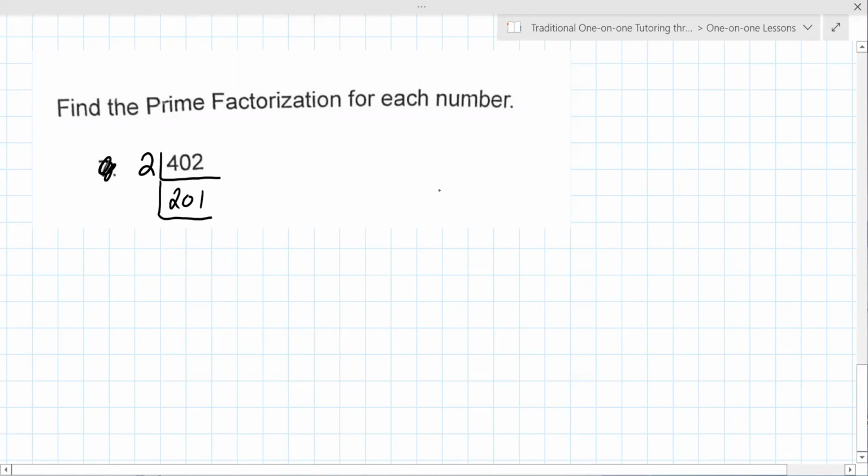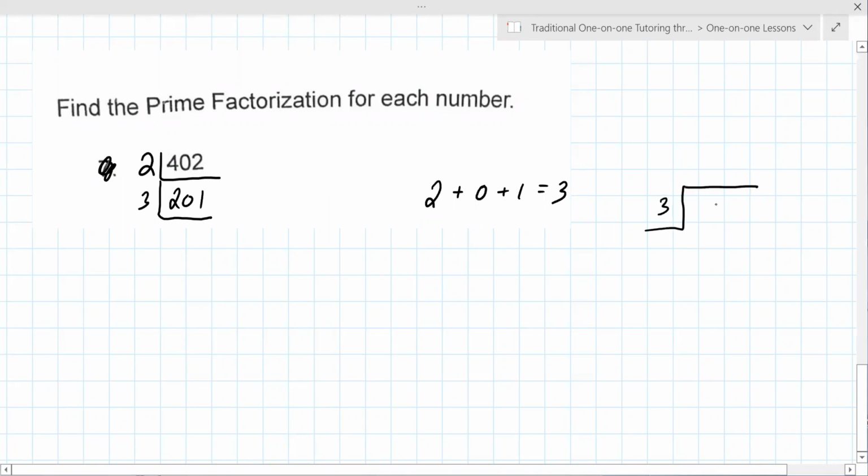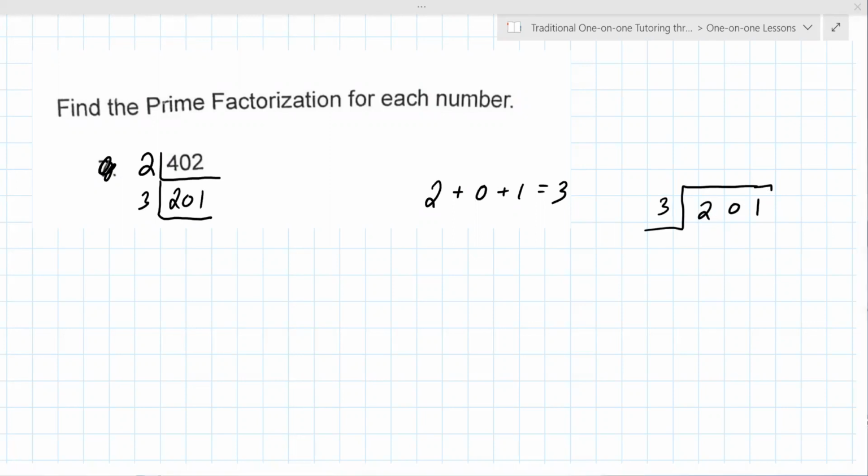Now, 2 does not go into 201, but 3 does, because 2 plus 0 plus 1 is 3, and 3 is a multiple of 3. But you may not know what 201 divided by 3 is. No. So you've got to come off to the side here, and you've either got to do your long division, or make a guess and iteratively get closer to that. So take a moment here and see what you come up with.